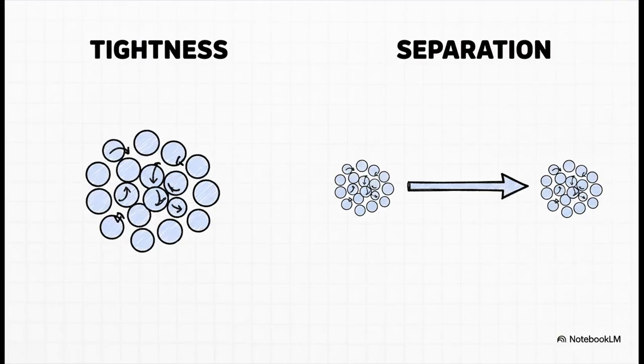So what makes a good set of clusters? Well, we're really looking for two things. First, we want the clusters to be tight. That means all the points inside a single cluster are really close to each other. Second, we want them to be well separated. That means the different clusters are far away from each other.